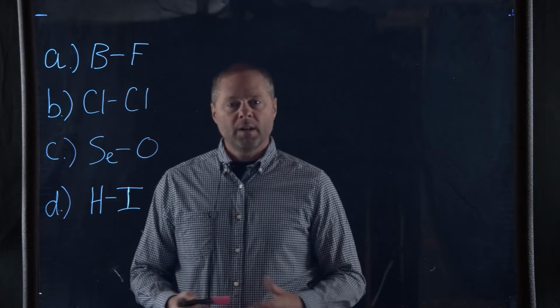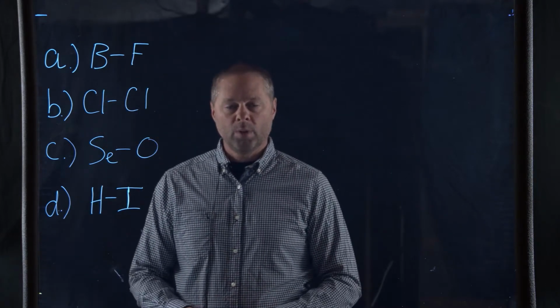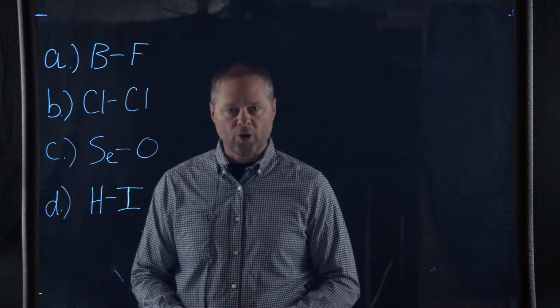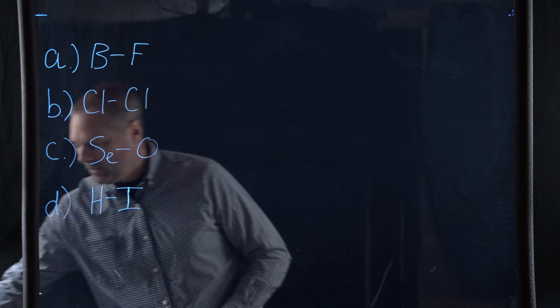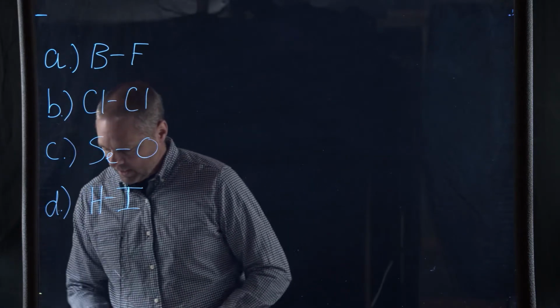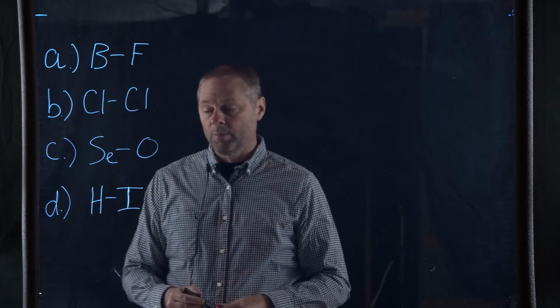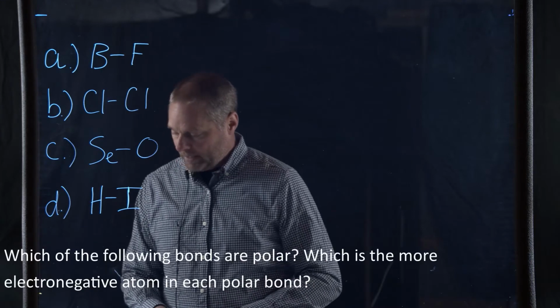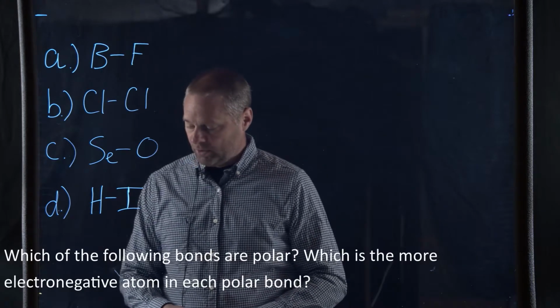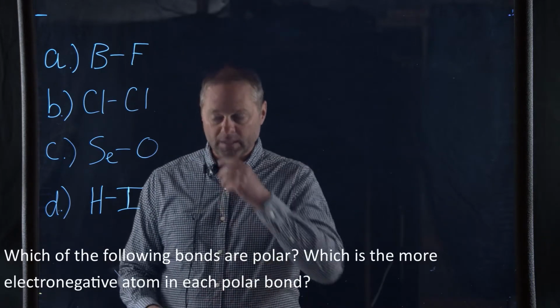The topic we'll be talking about in this lecture will be bond polarity and formal charge. Okay? Now the first question states, which of the following bonds are polar? So we're going to figure out which one of these four bonds is going to be polar, and then which is the more electronegative atom in the bond.